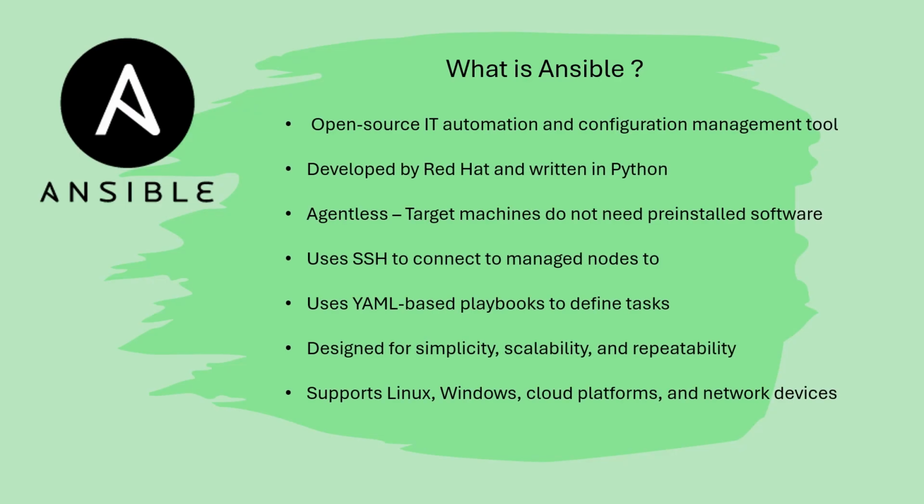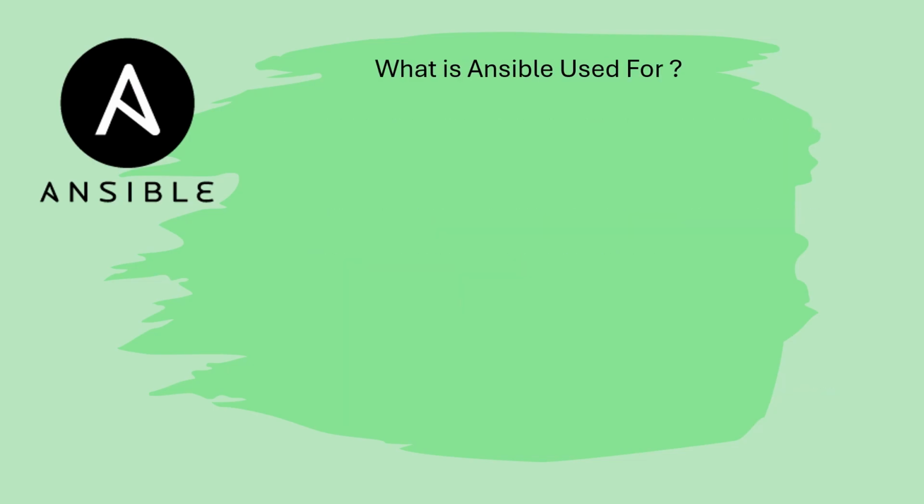Ansible is a free open source automation tool created by Red Hat. It's designed to help you manage and configure multiple machines all at once. One of the best things about Ansible is that it's agentless, meaning that you don't need to install anything on the computers you're managing. It simply uses SSH to connect and run commands remotely. You control everything from one machine called the Ansible control node and use playbooks, which are simple text files written in YAML. These playbooks describe exactly what tasks you want to run, like installing software, creating users, or updating system settings.